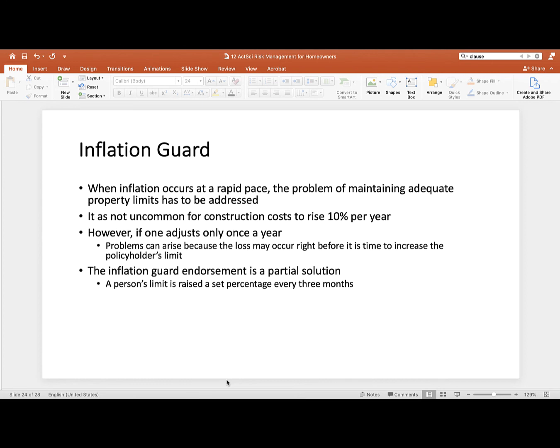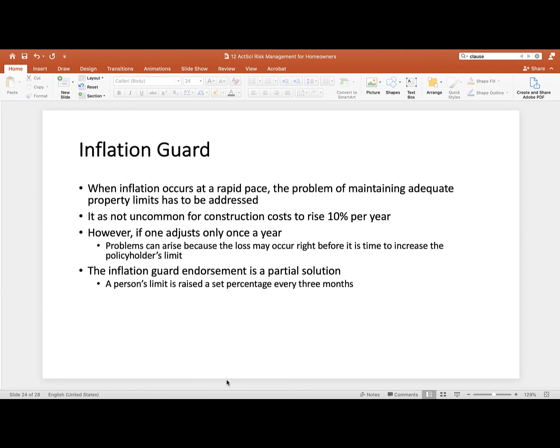Inflation guard. This is another endorsement, since we're talking about these additional homeowners policy endorsements. There are so many endorsements, but I'm just looking at three right now. Inflation guard basically is coverage, and it's an add-on endorsement. So you endorse your policy, you add it on, to keep your home insurance at the level it was, or at the level it will cost you to rebuild it.